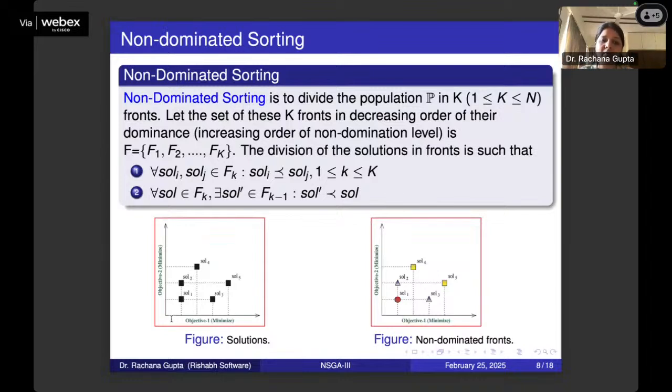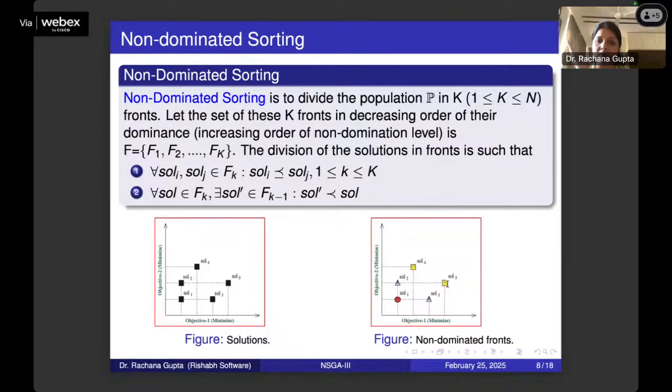Okay, now what we do is divide this entire solution set into different fronts. So solution 1 is in front 1, solutions 2 and 3 are in the second front, and solutions 4 and 5 are in the third front. You can see the same symbol belongs to the same front. Now you can think about how we have divided the entire solution set into different fronts. I'll tell you in detail.